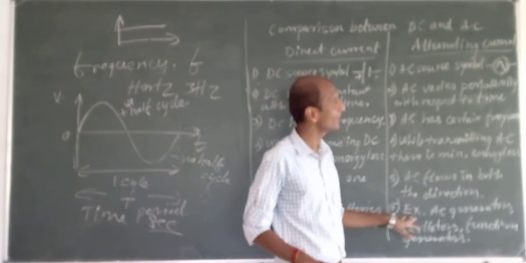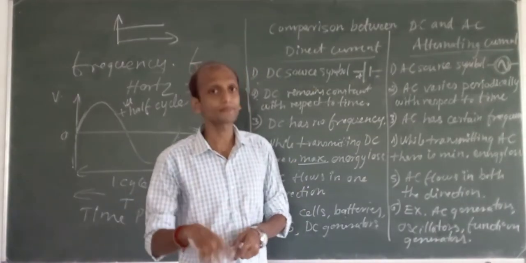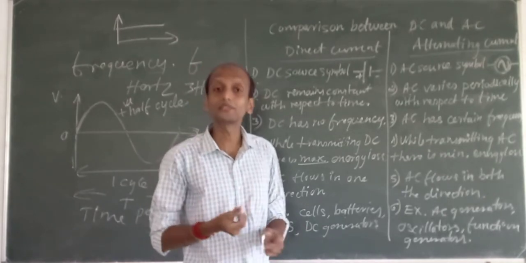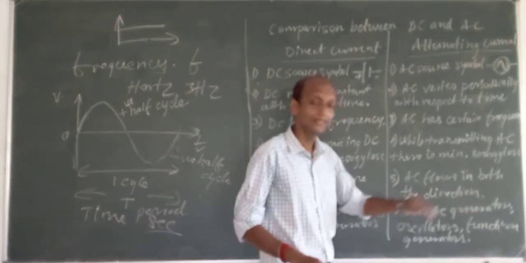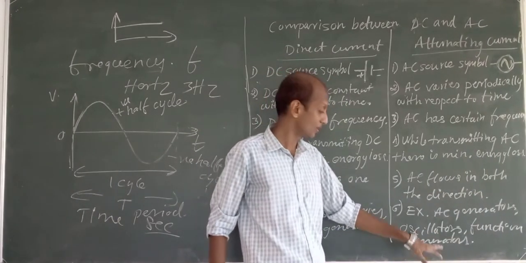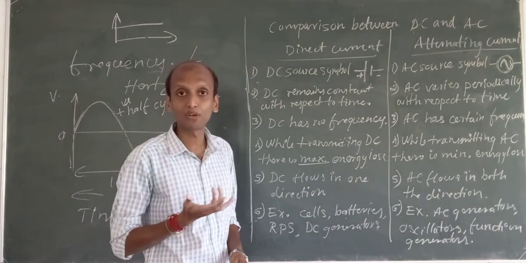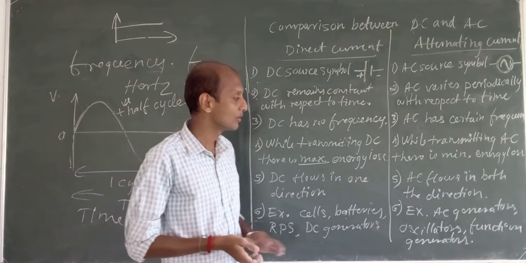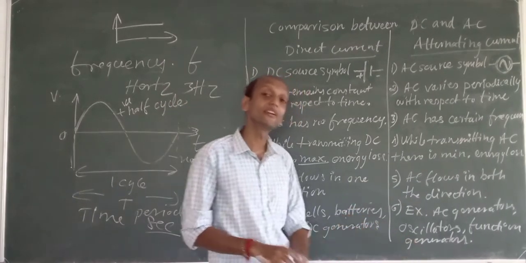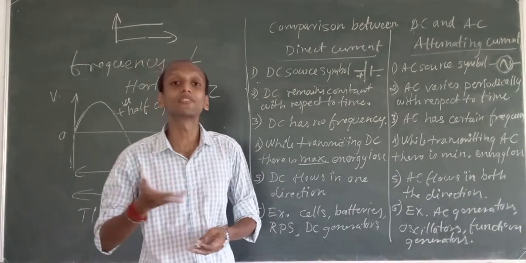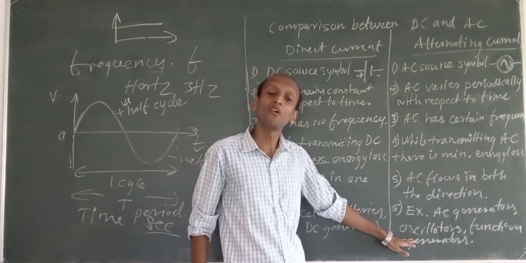Okay, so examples of AC are what? AC generators. The circuits which generate alternating current are called AC generators. And we have something called oscillators. Oscillators are nothing but signal generators, or alternating current generators. Here we can generate alternating current signals of different frequencies as per our requirements. Such circuits are called oscillators.